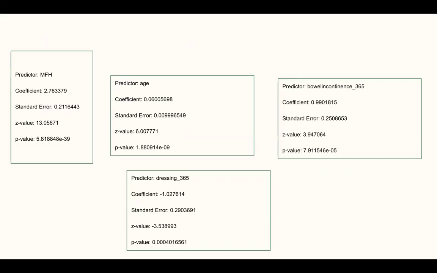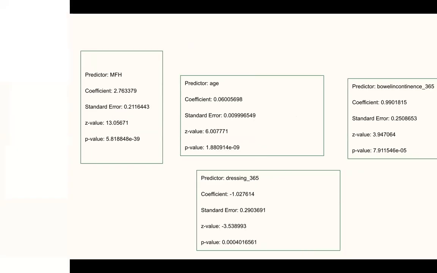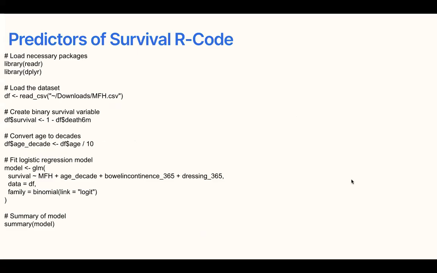So we use the summary model to display output like coefficient, Z values and P values, which we have run over here. Convert columns, disabilities to binary, convert categorical. And this was the code that I used in order to get the different values so that I would be able to come up with the top 4 predictors of survival.